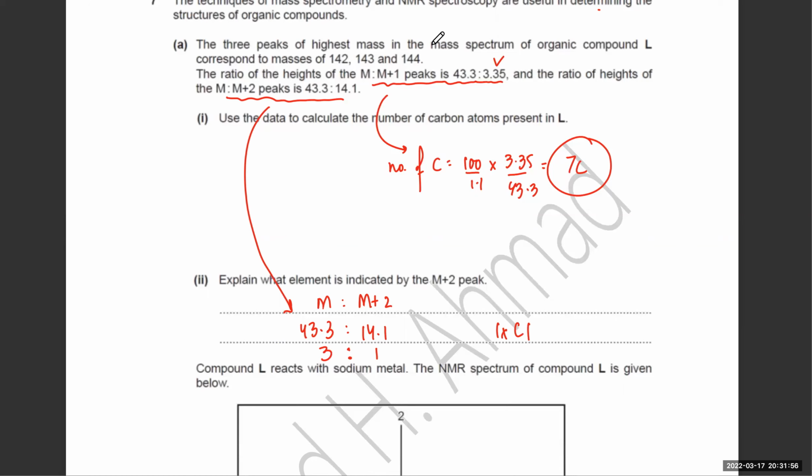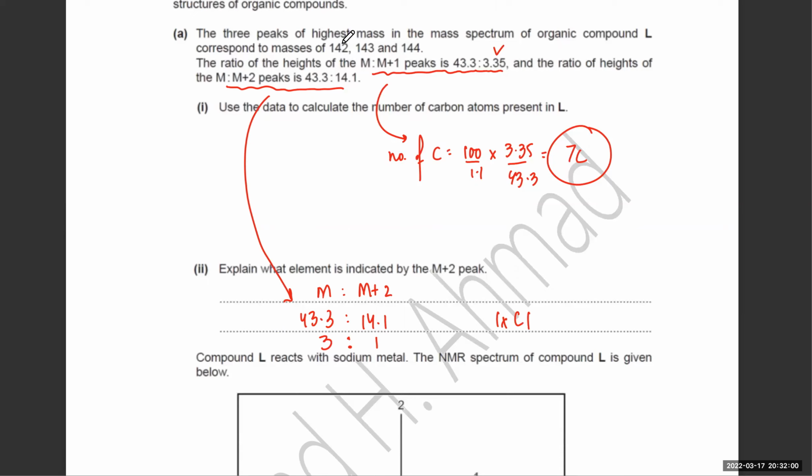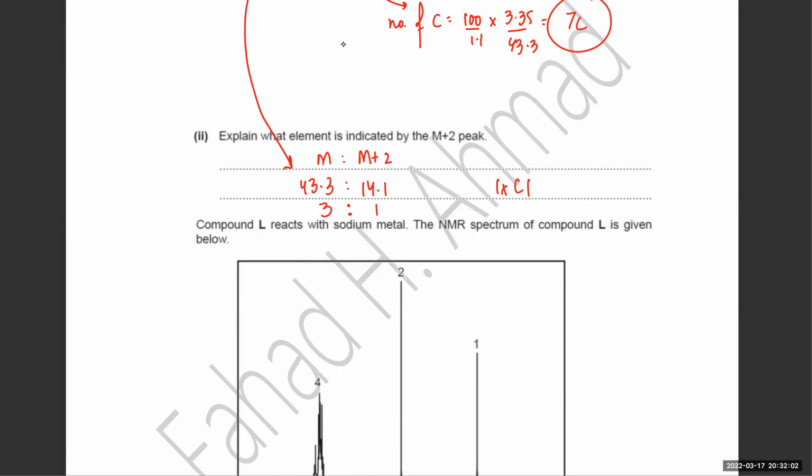It's 142, 143, and 144. That's because of the isotopes. So I'm going to take the lighter one, that's 142. So I know that whatever this molecule is, it's got 7 carbon atoms, it's got 1 Cl, and its total mass is coming out to be 142, right? So this is some information that I have.